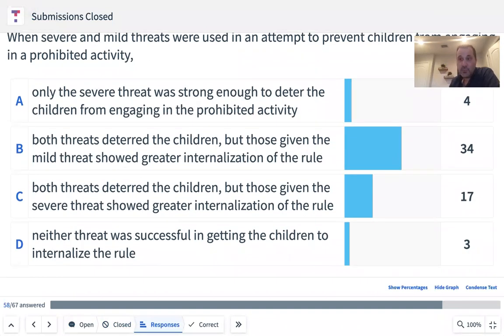Okay, so this is the study we talked about last class, where kids were given either a severe or mild threat to not play with a desired toy. And both the severe and mild threat were enough to get the kids to not play with the toy. So we know that either B or C has to be correct because both threats deterred the children. But you guys are right, that those given the mild threat showed greater internalization of the rule, meaning those kids who were given the mild threat came to convince themselves that in fact they never wanted to play with the toy in the first place as a way to reduce their cognitive dissonance. The kids who were given the severe threat, they didn't play with the toy, but they knew exactly why they weren't playing with the toys, because of the threat itself. So they never came to convince themselves that they didn't want to play with the toy. That's why B is correct.